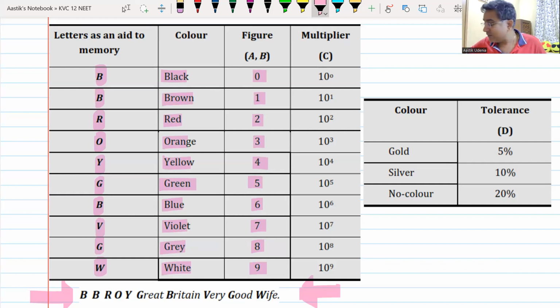On the right hand side, we have the colors for the D band. Gold stands for 5%, silver stands for 10%, and no color stands for 20%. Do we understand this? Yes, sir. Color code and which color represents which number. Do we understand this? Yes, sir. I'll give you 2 minutes to note this down.